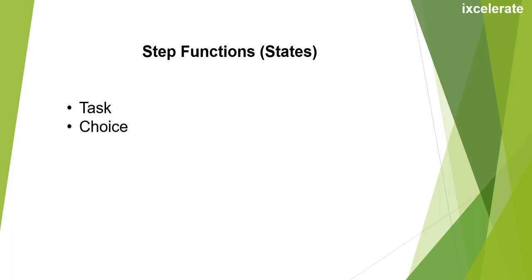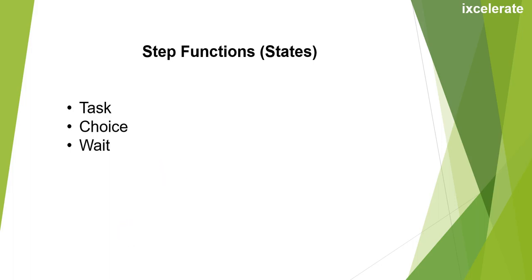The next state is the choice state. Think about choice state as a decision task. So if your workflow has to make a decision based on its inputs whether to go right or to go left, the choice state would be the state you would be using. So it's similar to what a decision task inside a flowchart does. Choice state does the same.